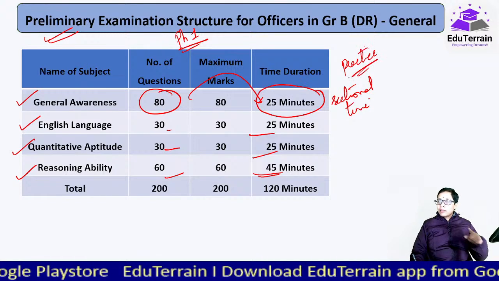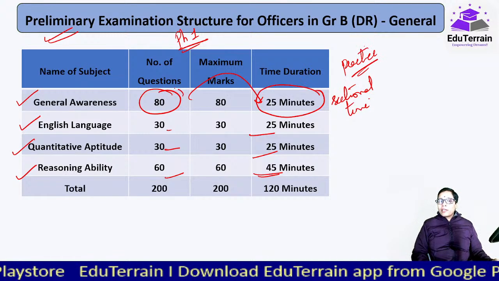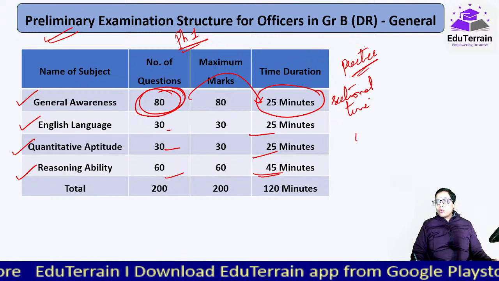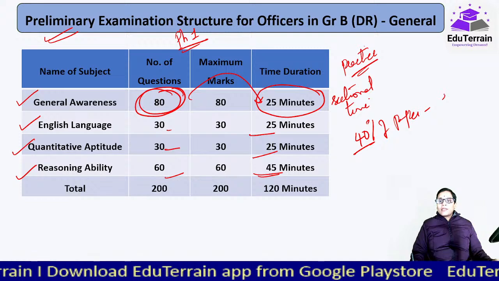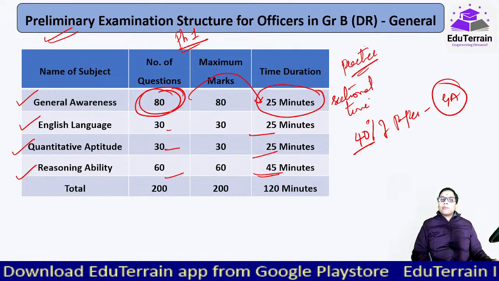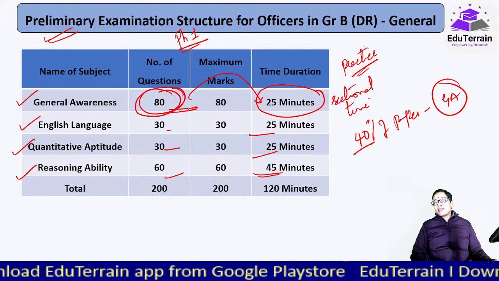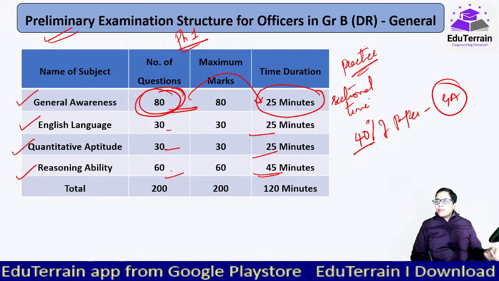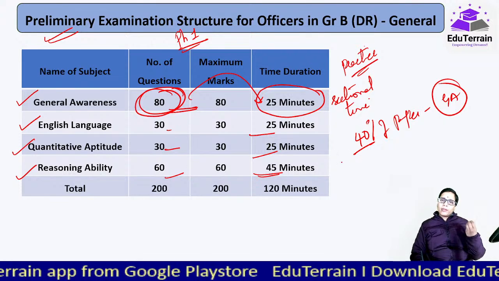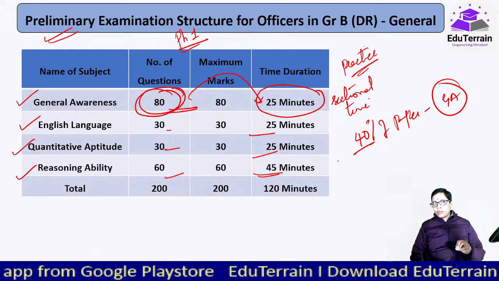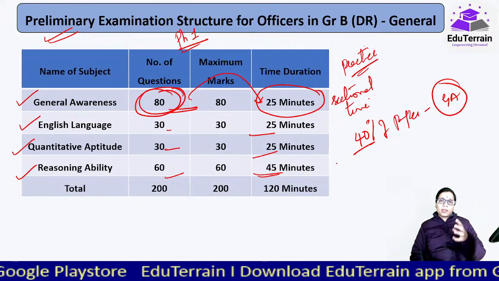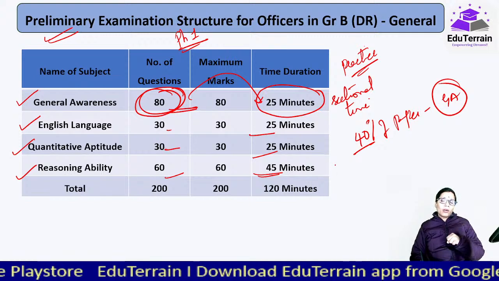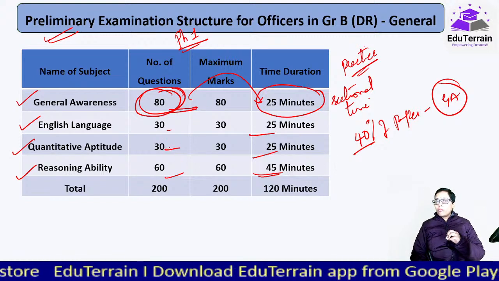And if you see this paper, majority of the questions, almost 40% of the paper, is for GA. So you can understand the importance of general awareness in RBI. Both the sectional cutoffs and the overall cutoff are there. So if you feel that anywhere your score is a bit low or you are not able to do well, they will apply the sectional cutoff.